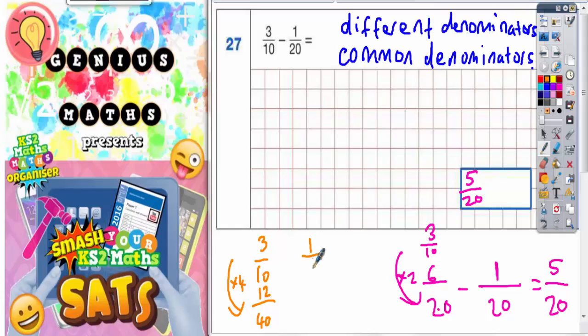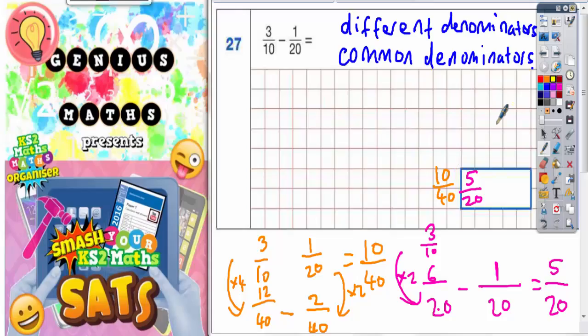And if you're doing the same to 1/20, to get 20ths into 40ths, you would actually have to double that. So 20 times 2 gives you 40. But whatever you do to the bottom numbers, you've got to do to the top numbers. So 1 times 2 gives you 2. So we've got 12 40ths to take away 2 40ths. Again, going back to the apples, 12 apples take away 2 apples would be 10 apples. But because we're dealing with 40ths, it's 12 40ths take away 2 40ths, so that's 10 40ths. So another answer you could use would be 10 40ths.